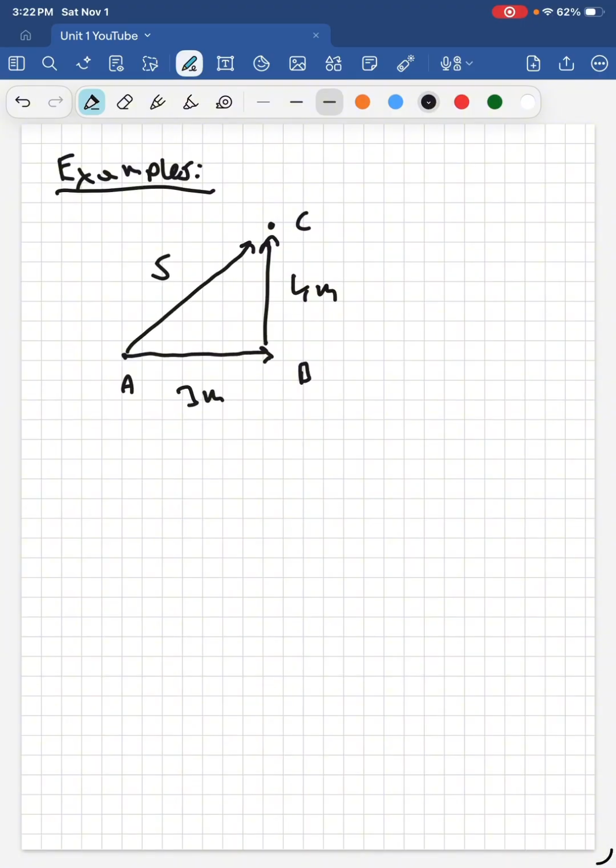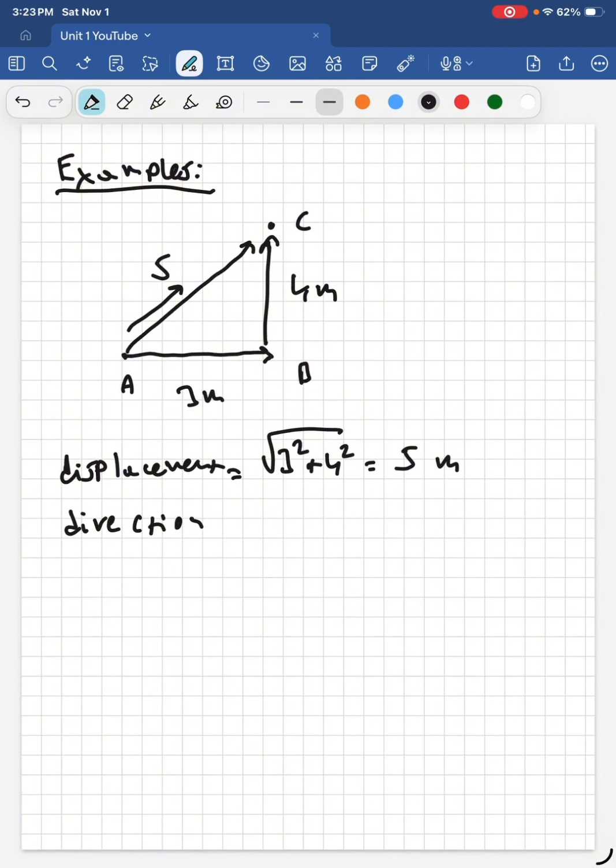Okay. So this is the direction of the displacement, okay? So if I want to find the displacement between A and C, then we know that the displacement is the square root of 3 squared plus 4 squared, which is 5 meters. Okay, and the direction is northeast. Okay, maybe I should use a red color. So let's erase this and let's replace it with red. So that's the direction of the displacement. This is the magnitude of the displacement.